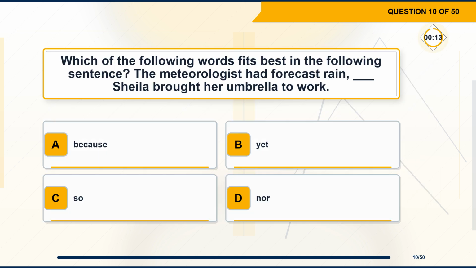Question 10. Which of the following words fits best in the following sentence? The meteorologist had forecast rain. Blank Sheila brought her umbrella to work. Option A, because. Option B, yet. Option C, so. Option D, nor.